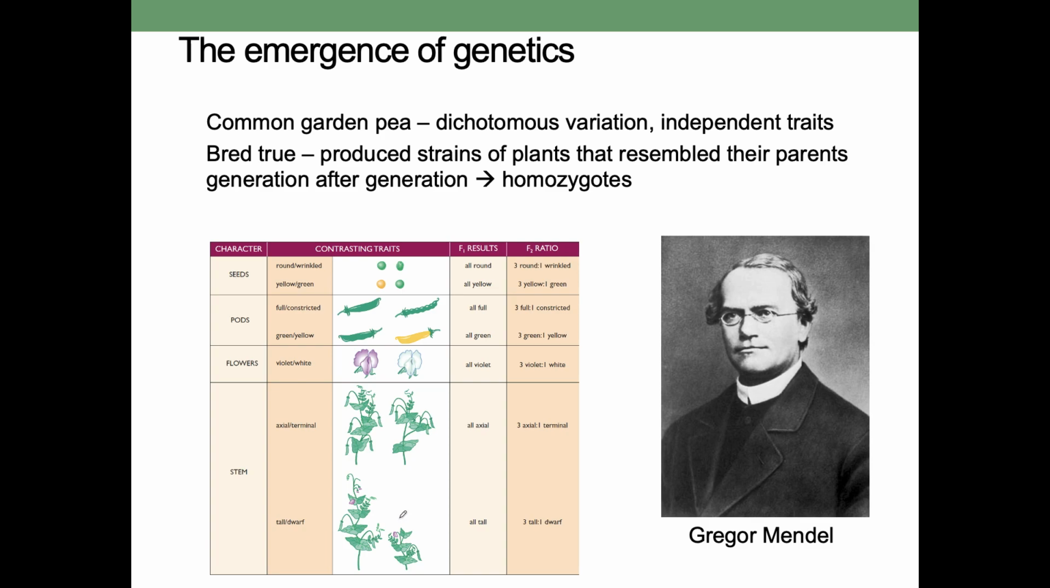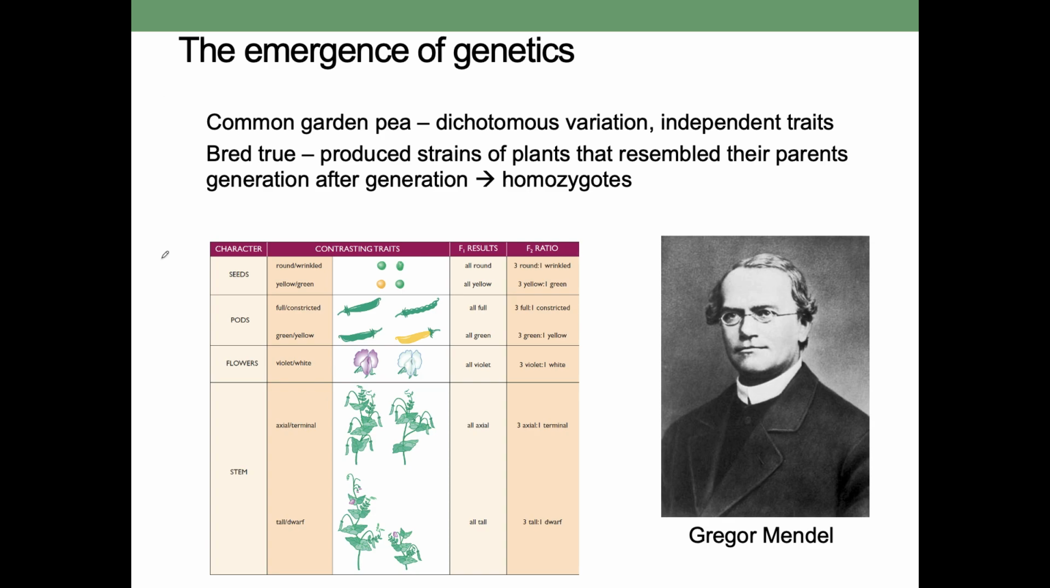The other important thing is that the traits appear to be relatively independent from one another. So you can have green seeds or yellow seeds and be tall or short. You can have round seeds or wrinkled seeds and have green seeds or yellow seeds. So you can have all these different combinations. And these plants were so-called true breeding plants, which means that they could be bred and produce strains that resembled the parental generation time and time again.